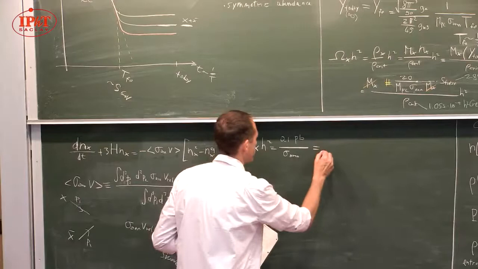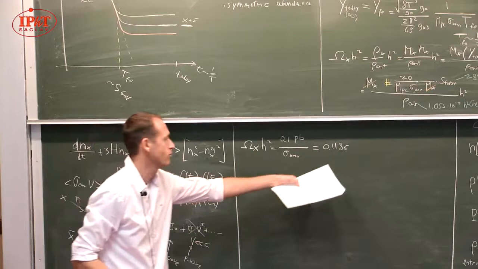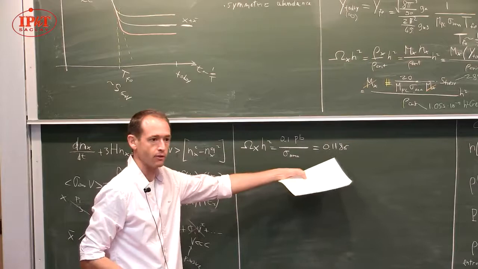So the number that I gave, right, Ricardo? This has to be 0.1186, as observed in cosmology. It's the first number I wrote down the first day, probably. It corresponds to the 26% of dark matter in the universe, right?